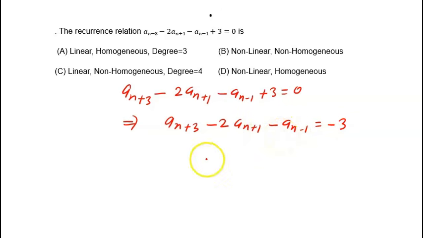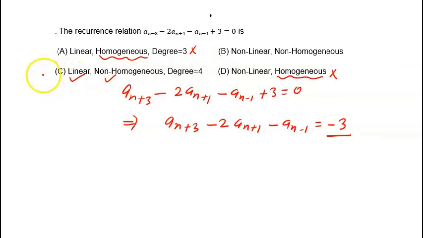From this, did you notice one thing? First thing is that this is not homogeneous, because on the right hand side we have minus 3. So this option, because it is saying homogeneous, and this option are not necessarily correct. These are two wrong options. Now is it linear or non-linear? So it is non-homogeneous, of course. It is of course linear, because you look at a_(n+3), its power is 1, a_(n+1), its power is 1, a_(n-1), its power is also 1. So this is linear and non-homogeneous.